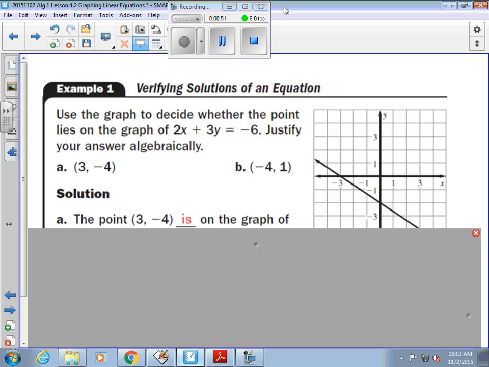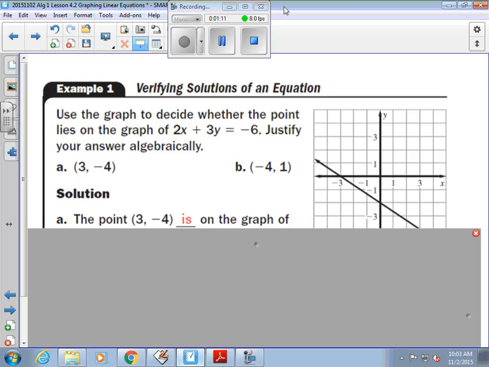Example number one is verifying solutions of these equations. It says use the graph to decide whether the point lies on the graph of 2x plus 3y equals -6. So algebraically, we can justify it, and graphically, we can justify it. Graphically is the way you can do it very quickly.